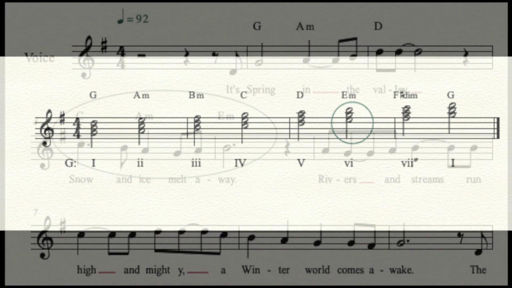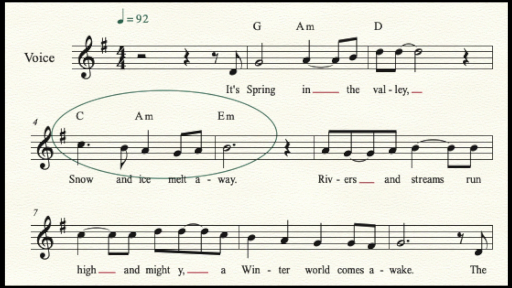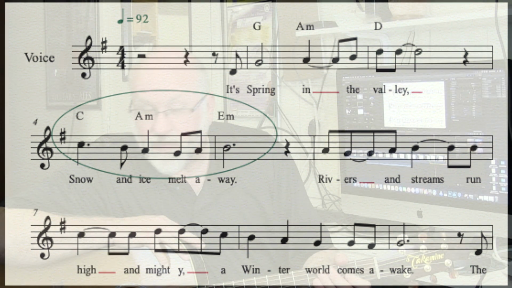So again, I think that might work. A C chord on the word snow, another A minor chord on the word ice, and then an E minor chord on the word way. And all those other notes in between work just fine with the choices we made. So let's do the same thing we just did with the first 2 full measures, with these 2 measures, and see if it works.